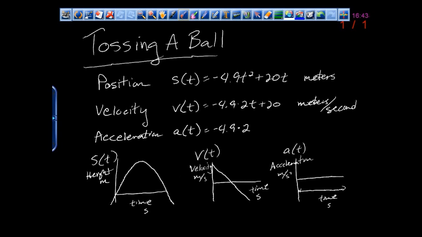Now, a big component of discussing the tossing of a ball or the relationship of position, velocity, acceleration is for them to be able to interpret these individual graphs. The interpretation of these graphs is very difficult unless you can put all three of these on the same graph and you can see how they would relate to each other. This is very difficult to draw on a board, on a computer.